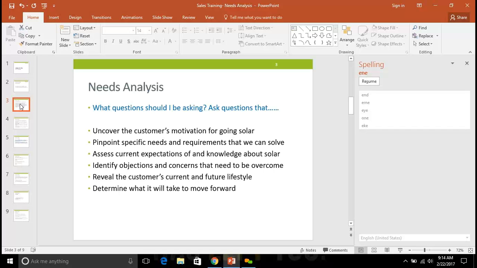The next point here is to identify objections and concerns that need to be overcome. You want to know exactly what you're going into so you can start to formulate a plan to answer people's objections and concerns.